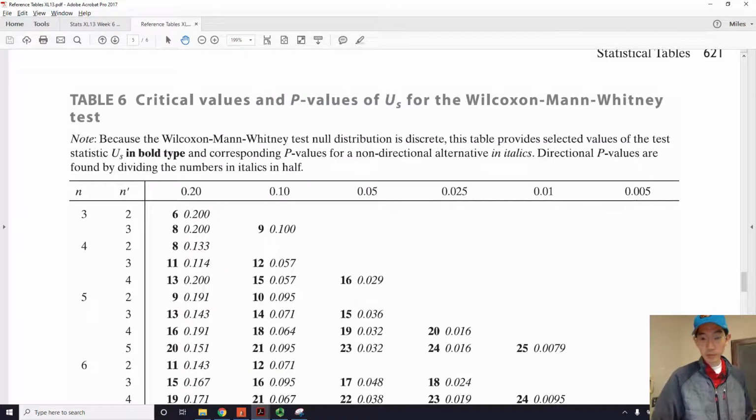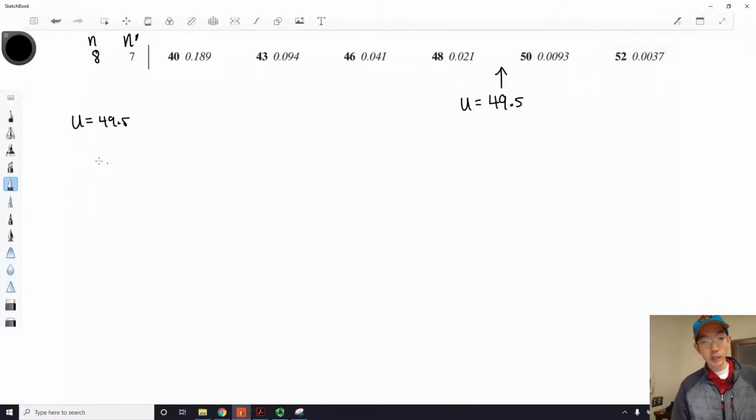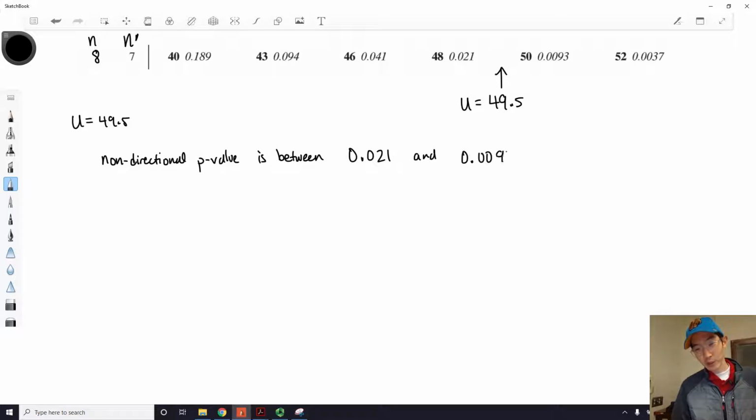the p-values for a non-directional alternative are in italics. So my non-directional p-value is between 0.021 and 0.0093.